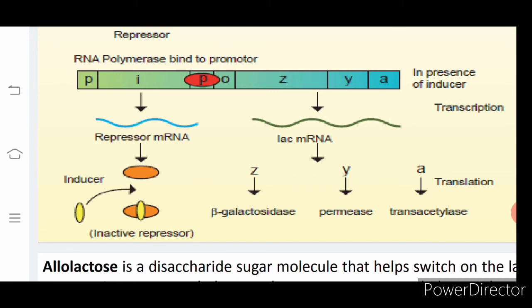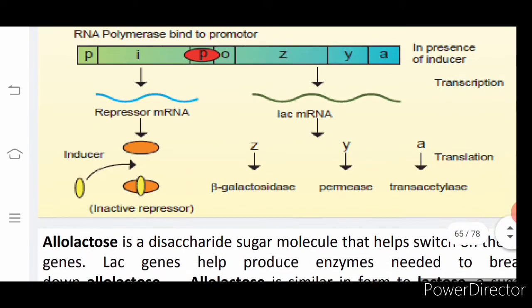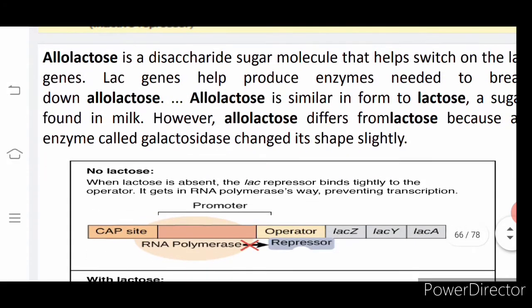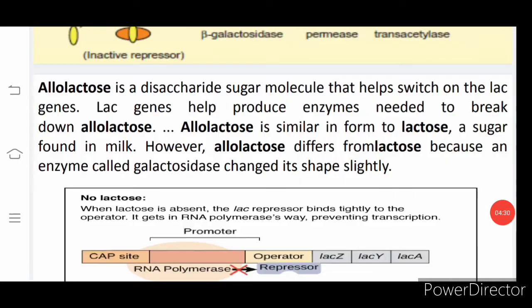In the presence of inducer, transcription and translation occur to produce the enzymes. Transcription and translation are the two steps involved in the production of enzyme. These two processes result in beta galactosidase, permease and trans-acetylase. Allolactose is a disaccharide sugar which helps to switch on the lac gene. The lac gene helps to produce the enzymes needed to break down the allolactose.